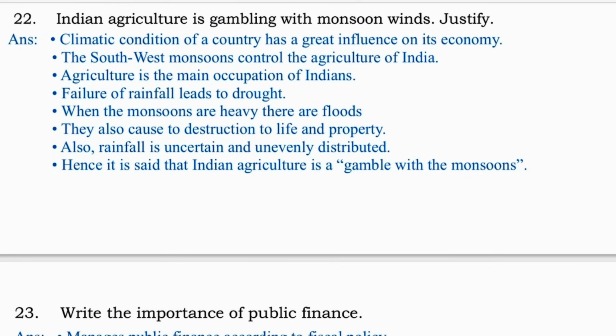Next, 22nd question. Indian agriculture is gambling with monsoon winds. Justify. Answer: the climatic condition of a country has great influence on its economy. The southwest monsoons control the agriculture of India. Agriculture is the main occupation of Indians. Failure of rainfall leads to drought, whereas when the monsoons are heavy, there are floods. They also cause the destruction of life and property. Also, rainfall is uncertain and unevenly distributed. Hence, it is said that Indian agriculture is a gamble with monsoons.